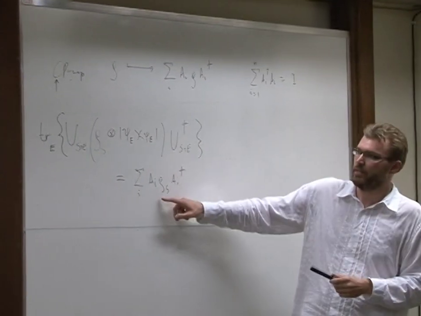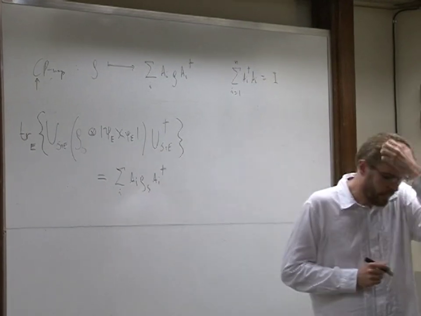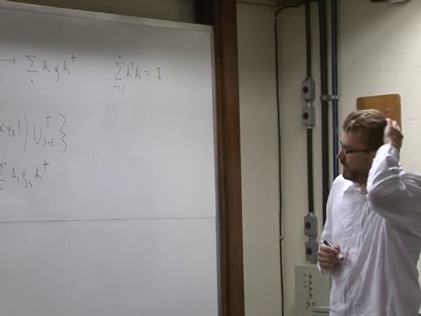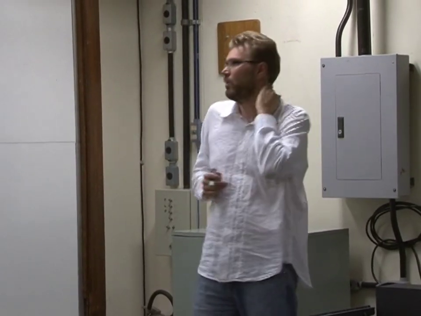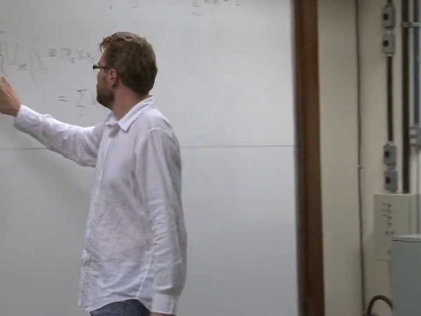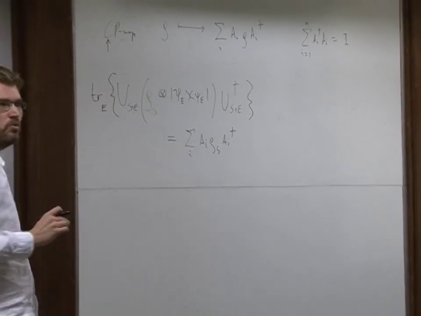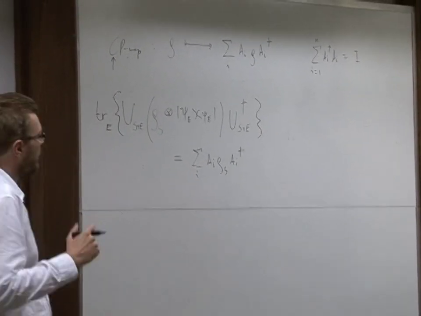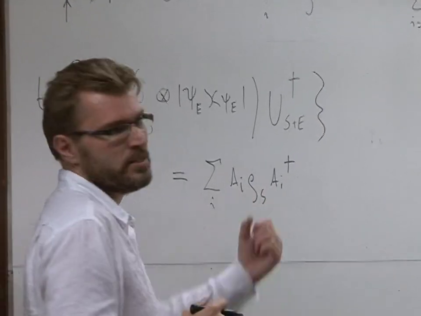Why does this happen like that? What's the logic there? I'll give you a very quick thing. And again, you will just have to get used to these things as we go along. But all I'm going to do now is convert this trace into what it really means, and then you will see how these operators come out.